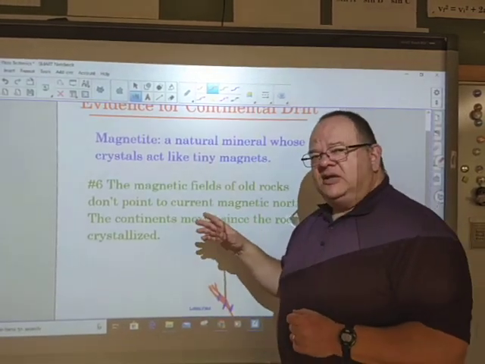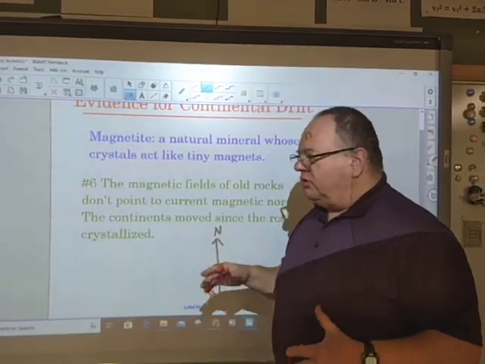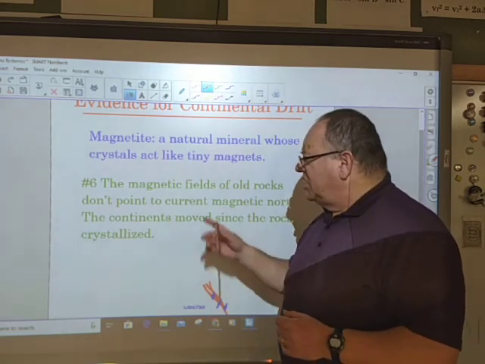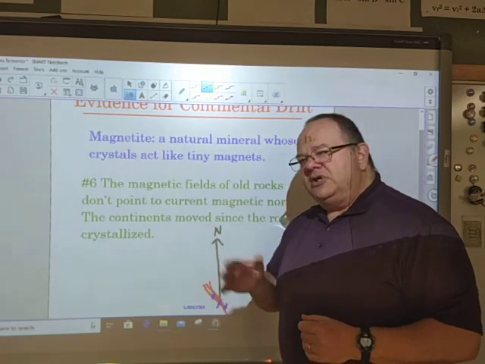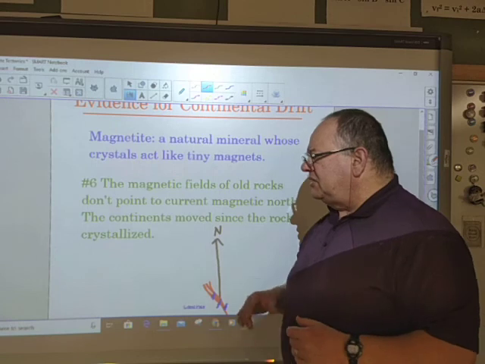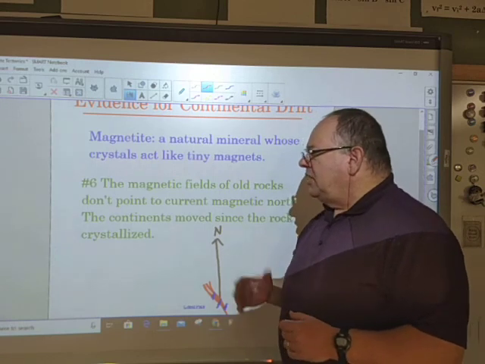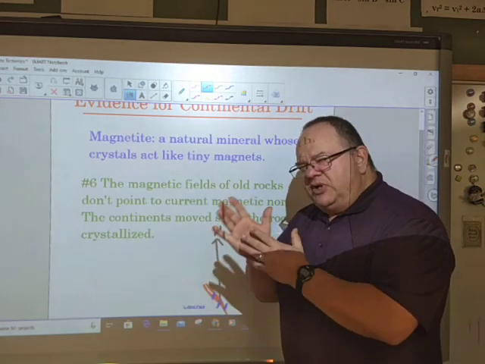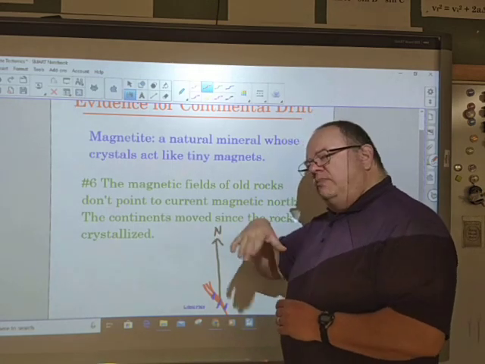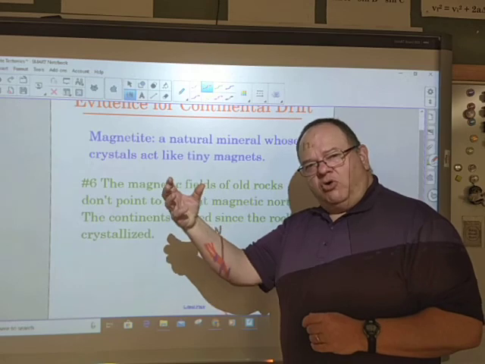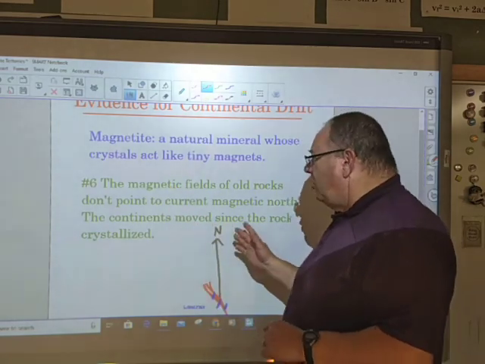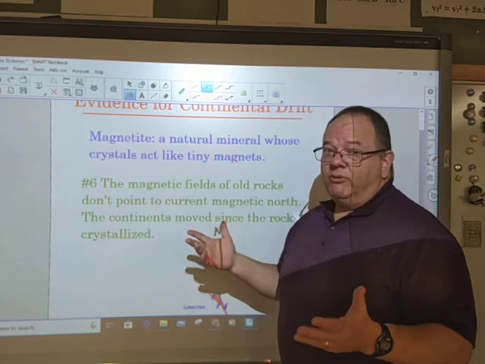Now, what we find is around the world, there's old rocks that contain magnetite crystals, and the magnetic field in those rocks doesn't point to the current magnetic north. Now, we know that the crystals, when they formed, had to be pointing north. So that leads us to either the magnetic pole, the North Pole, moved, which is possible, or the rocks moved, or both.